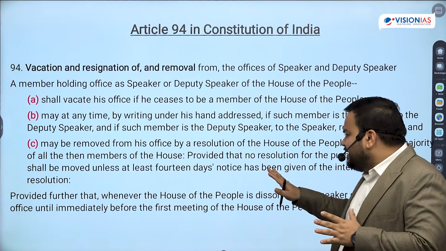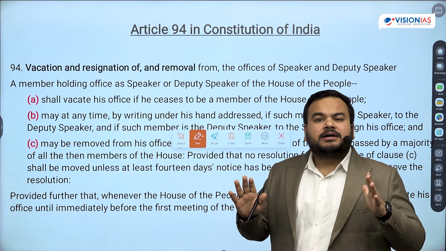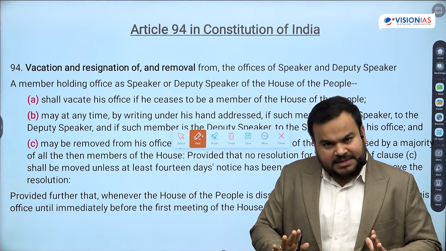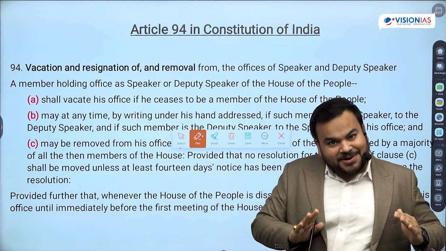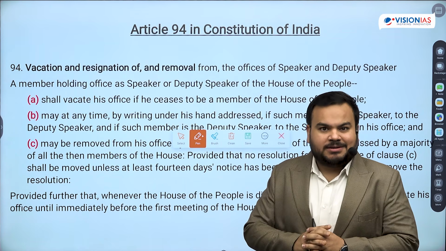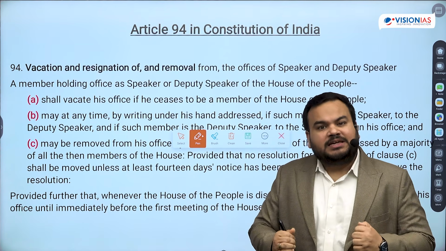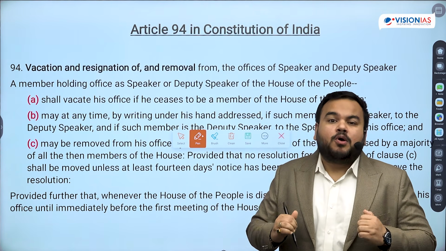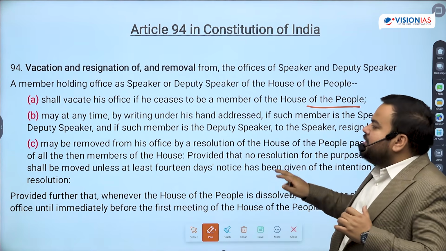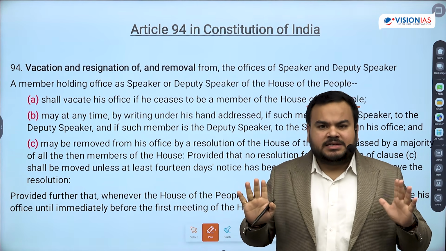So it basically tells the first condition is, of course, you need to understand the Speaker of the Lok Sabha is a member of the Lok Sabha itself. So firstly, he is a member of Lok Sabha, then only he becomes the Speaker of the Lok Sabha, right? So the very first condition is, if that person ceases to be a member of the House of the People, that is the Lok Sabha, then automatically he vacates his office. That is the very first basic condition.